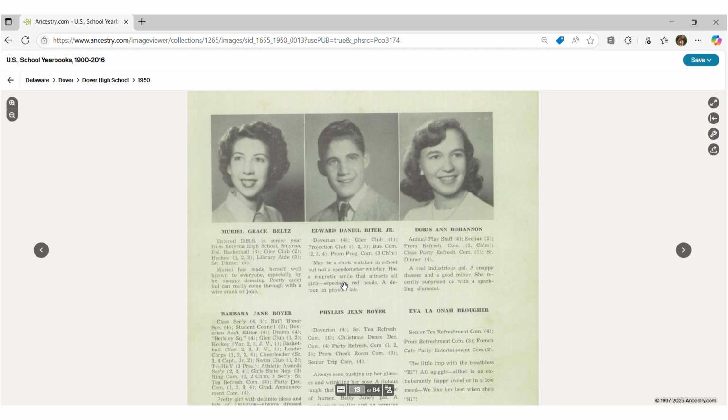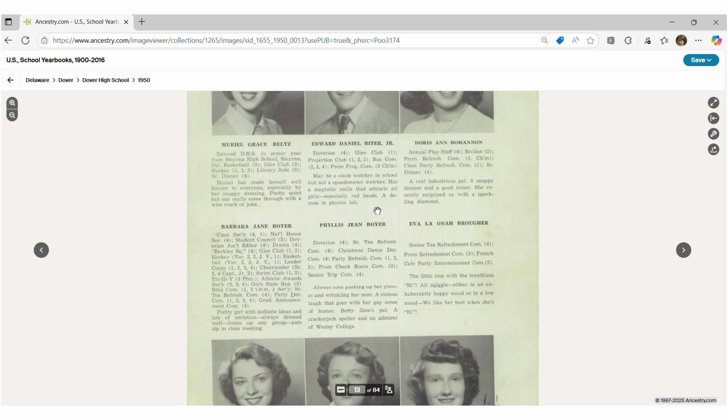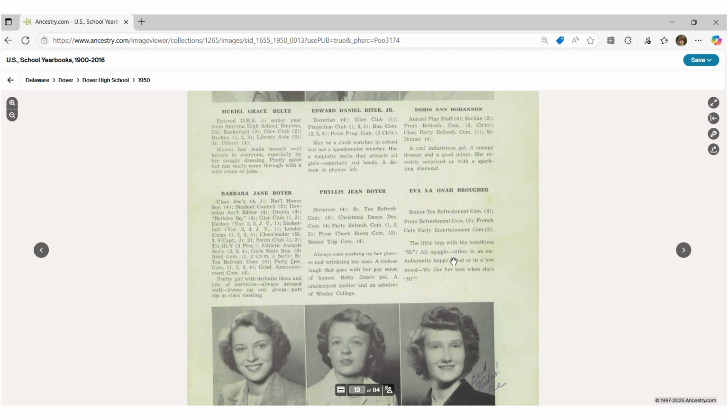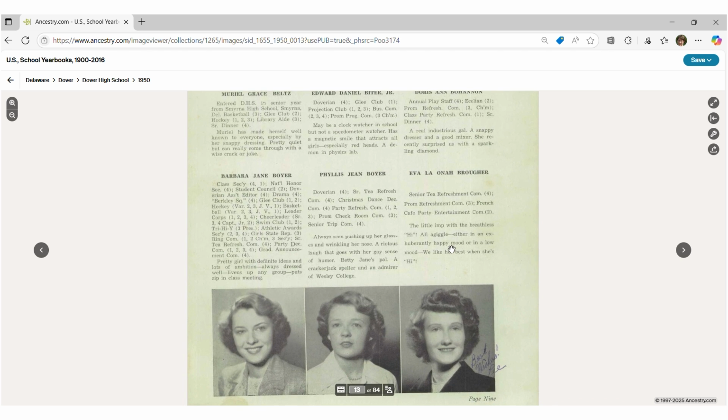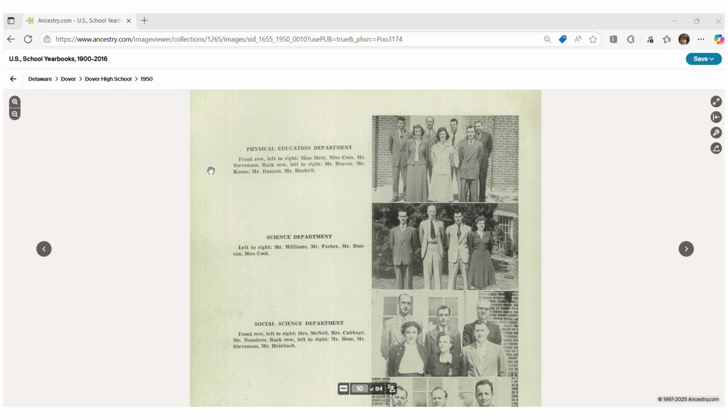And we see that throughout here with the young man here. I love this. He may be a clock watcher in school, but not a speedometer watcher. So apparently he's a fast driver. Maybe check out some police records. You never quite know. But it gives you a little bit of an idea what he likes. It says he was a demon in the physics lab. So Edward was really good at physics. More power to him. So these are the really cool ways that we can use and look at these snippets there. Now, there's also another section I wanted you to look at on a different page.